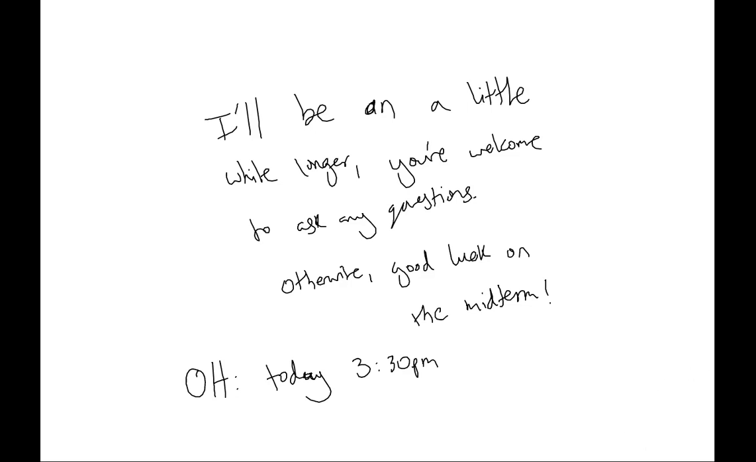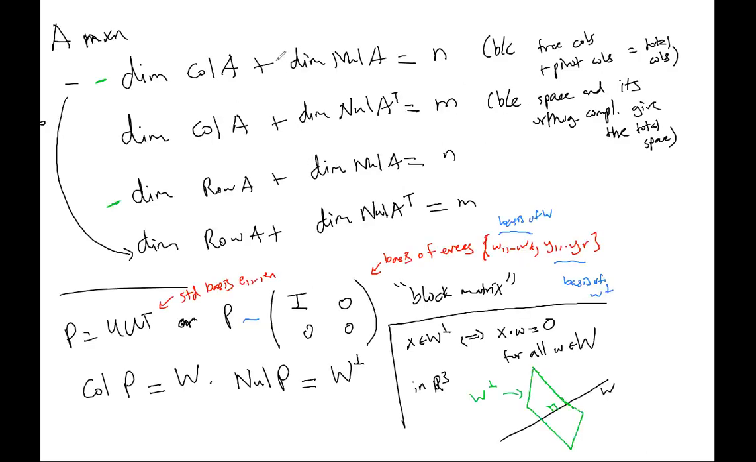The question is, is the dimension of the row space of A always equal to the dimension of the column space of A? Yeah, exactly. This is always true for any m by n matrix. It doesn't have to be orthogonal or anything, just any m by n matrix. And so you always get the dimension of the column space equals the dimension of the row space.